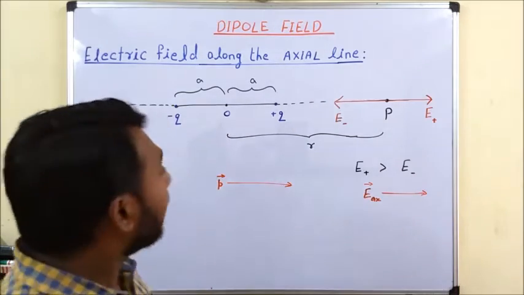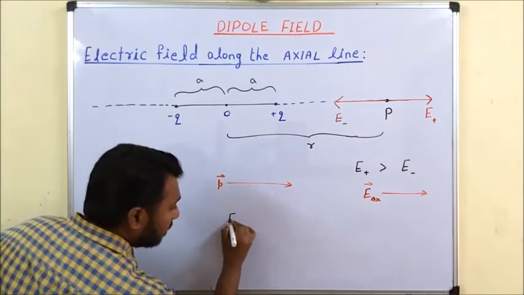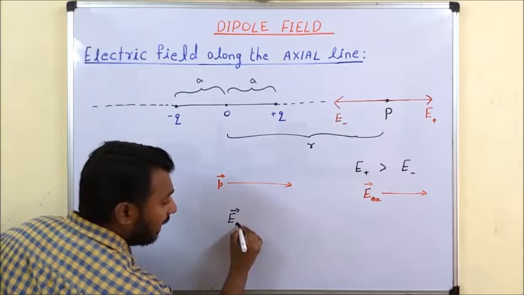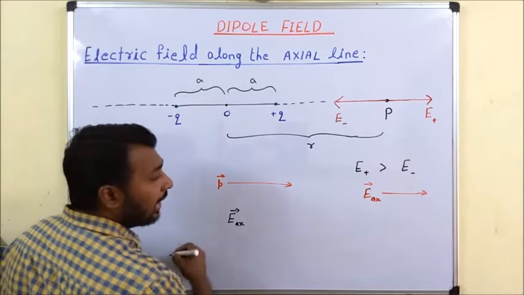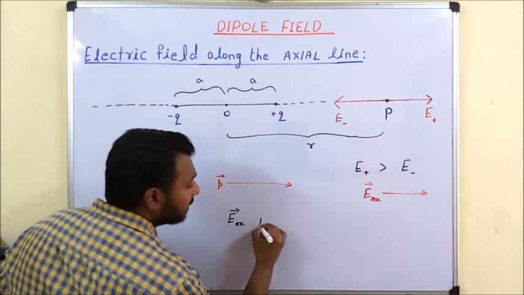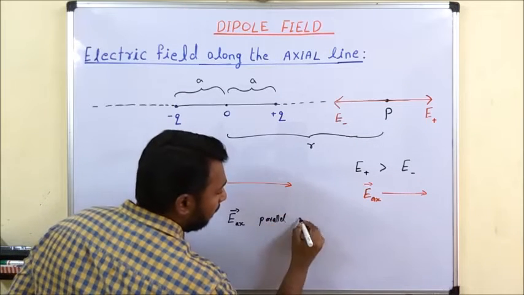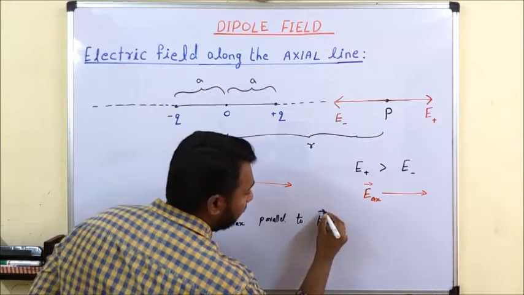We can say that along the axial line, the direction of the net electric field and the dipole moment, they will be parallel. So you can say Ex is parallel to dipole moment.